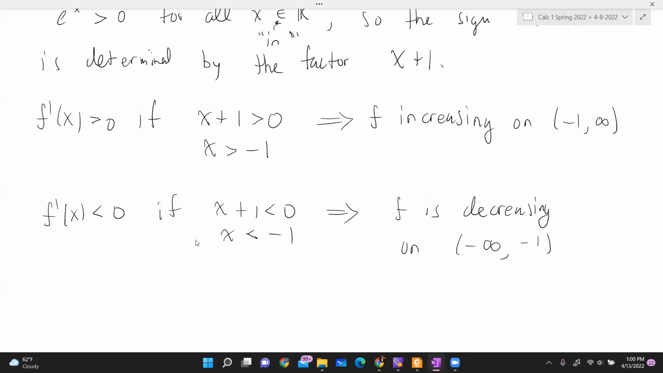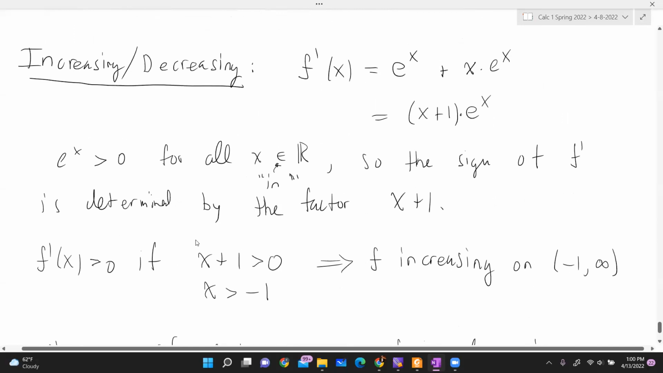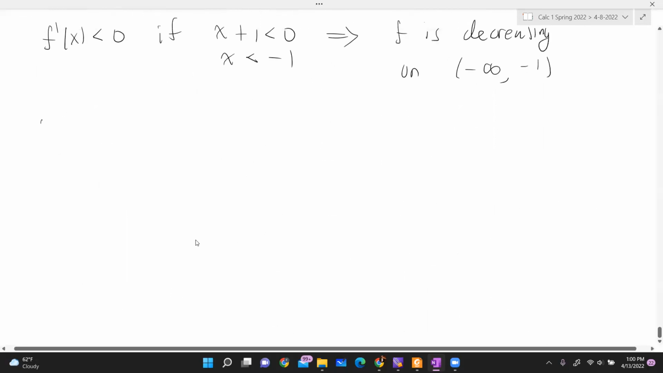And we have a critical number. Recall that a critical number is a point where the derivative is either not defined or is 0. The derivative is defined everywhere, so we don't have to worry about that. But we do have a point where it is 0, and that's at negative 1. So x equals negative 1 is a critical point.